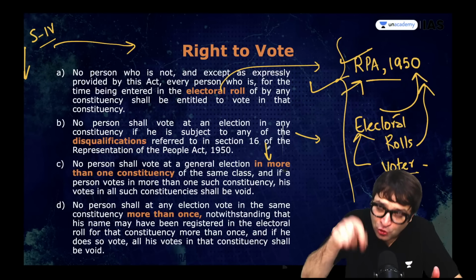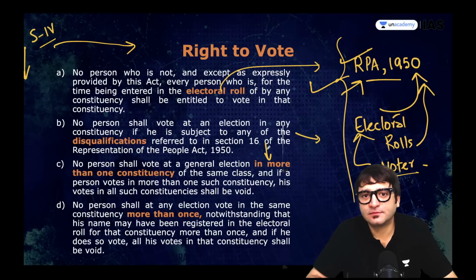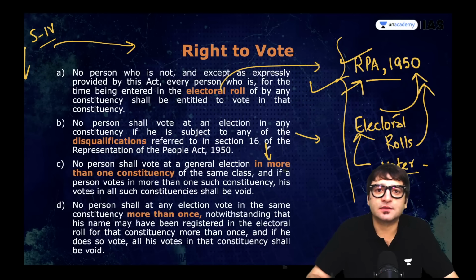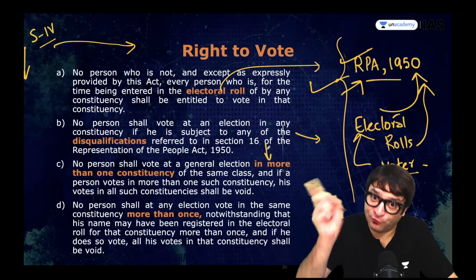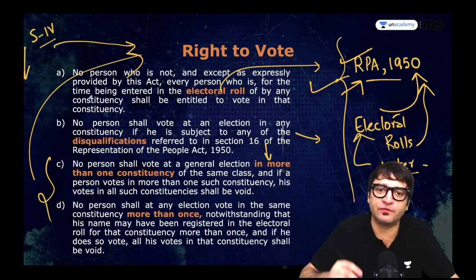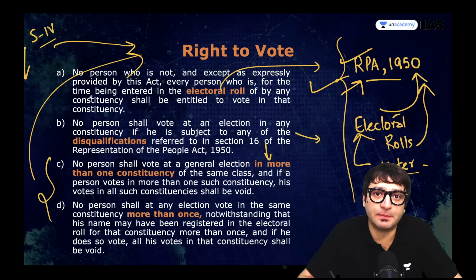I am voting more than once in the same constituency. All these votes will be invalid. None of your votes will be valid. Even if one was, you were eligible to cast your vote once, but even that is invalid because you have violated the provisions of the Representation of the People Act 1951.